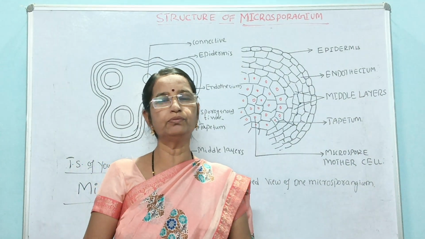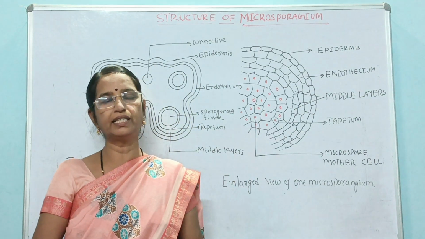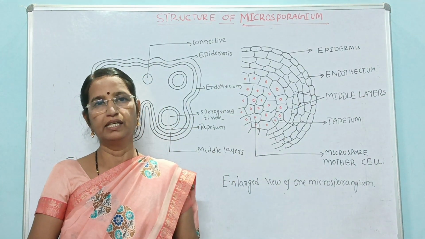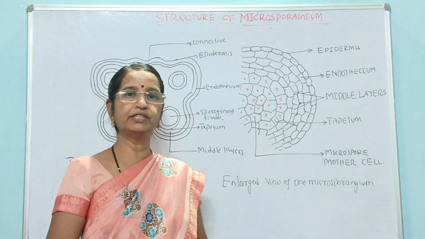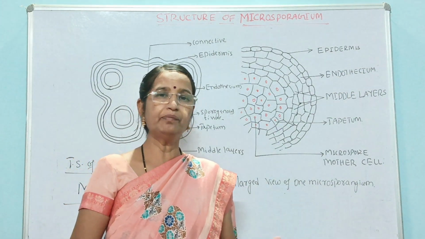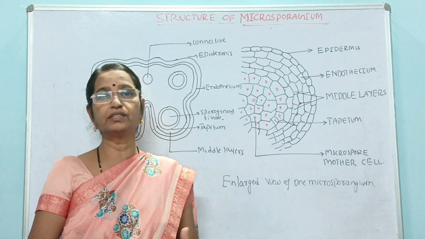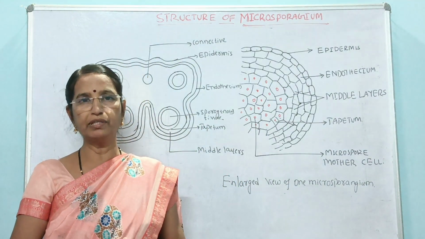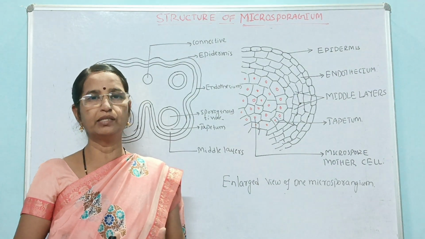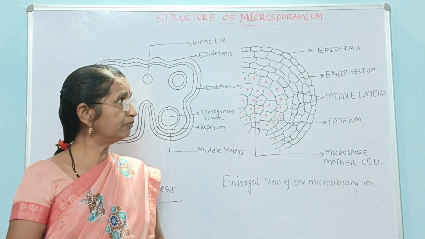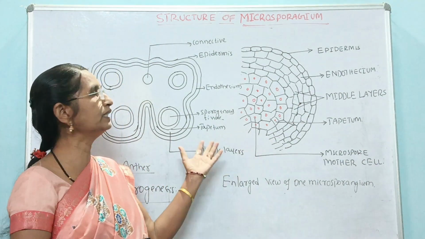Today we are going to start the next topic in sexual reproduction in flowering plants, that is the structure of the microsporangium, or the structure of a mature anther. In the previous lecture we discussed the structure of a stamen. What are the different parts of the stamen? The detailed aspects of a stamen we discussed in the previous video. So we will move towards the structure of a microsporangium.